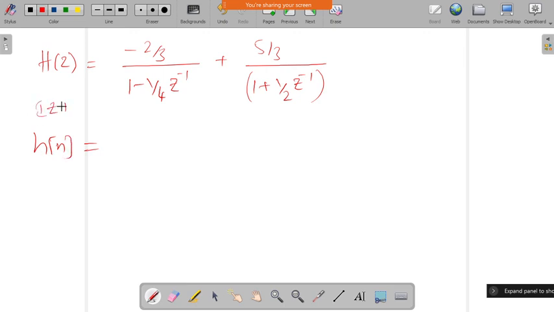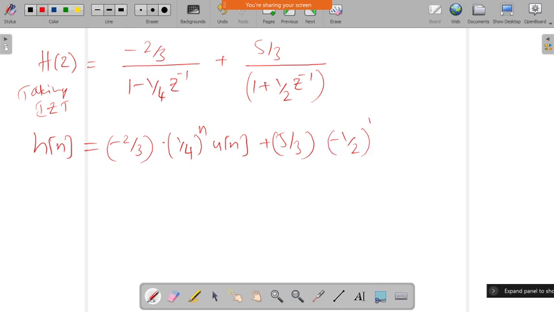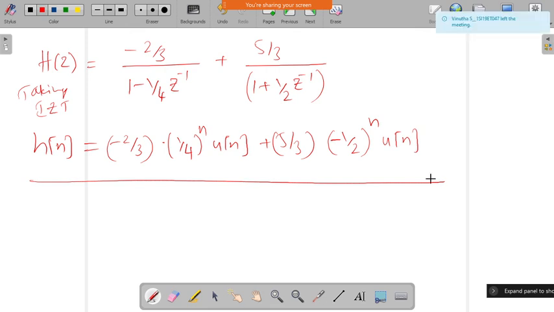So taking the inverse z transform, we can get h of n, which is equal to minus 2 by 3 into 1 by 4 power n into u of n, plus 5 by 3 into minus half power n into u of n. So this is what you are going to get as the values. We can write this as 1 minus of minus 1 by 2 into z inverse. We can write like that, so minus half power n.